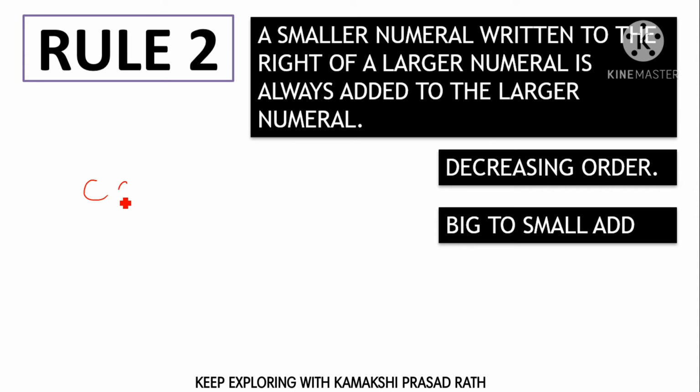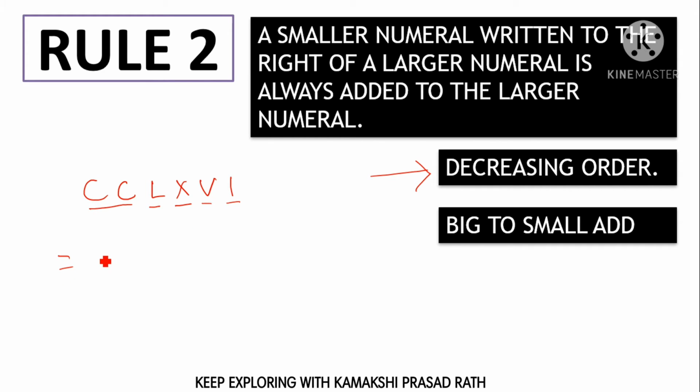Suppose we write C, C, L, X, V, I. Suppose we have written something like this. So we can see here, C is the largest numeral, after that L, then X, then V, then I. So they are in the decreasing order. So if they are in big to small, we can add them.